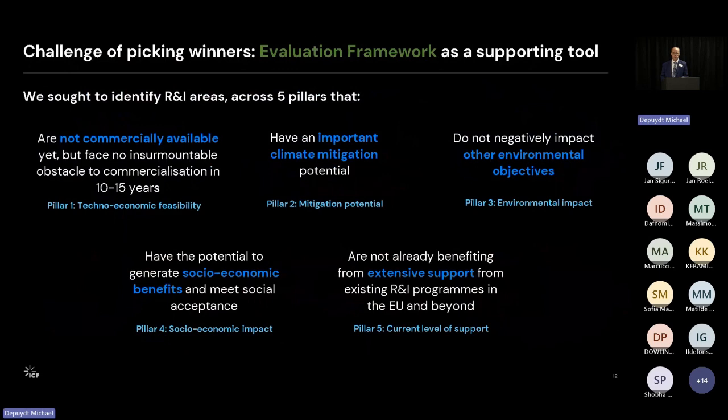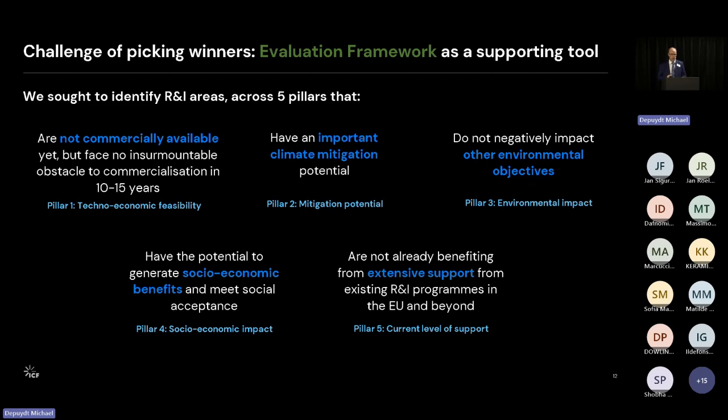So the evaluation framework that we use to consider how to score projects that I mentioned, we use these 5 pillars and sought to identify research and innovation areas that scored highly in these 5 areas. So you can see commercial availability, very important. It can't be commercially available right now. It has a 10 to 15 year window. It must have an important climate mitigation potential. And then linking into the sustainable finance agenda, the EU taxonomy, it must not do significant harm to any environmental objectives. So that was one of the underpinning ideas behind the 3rd pillar.